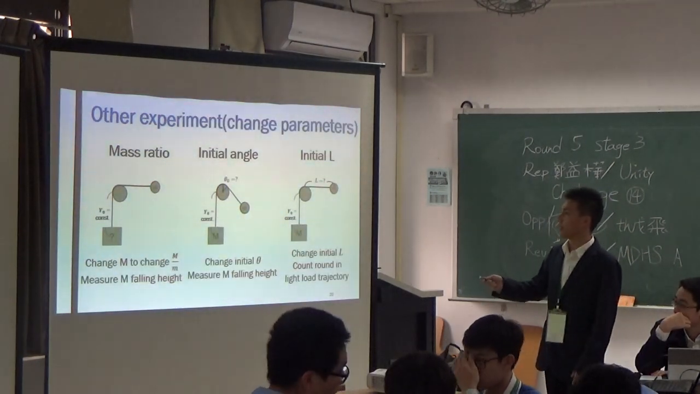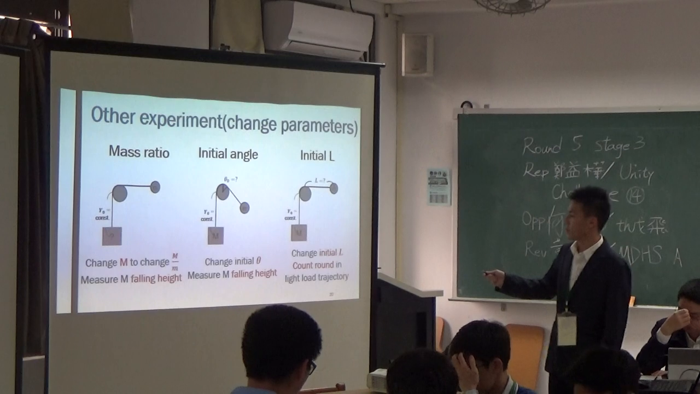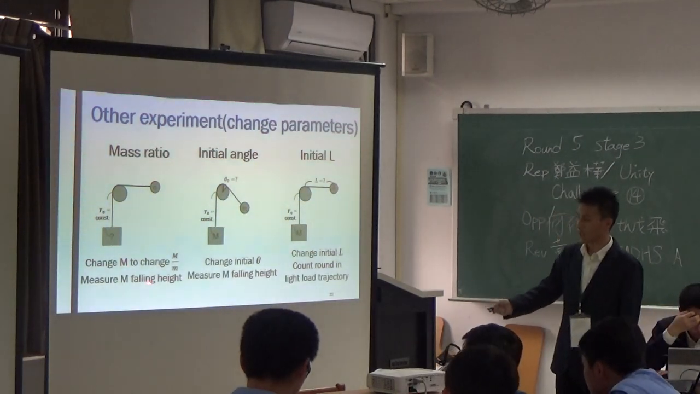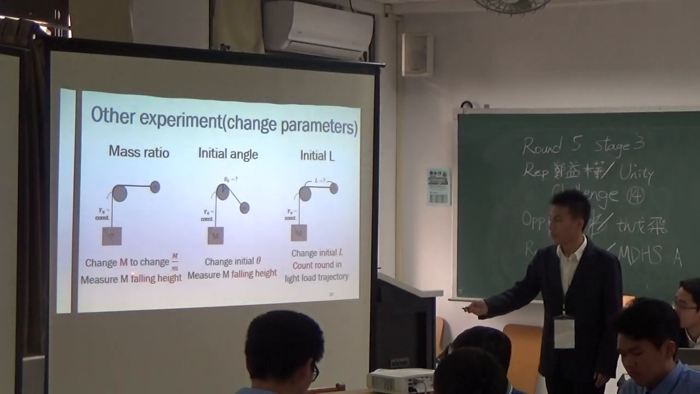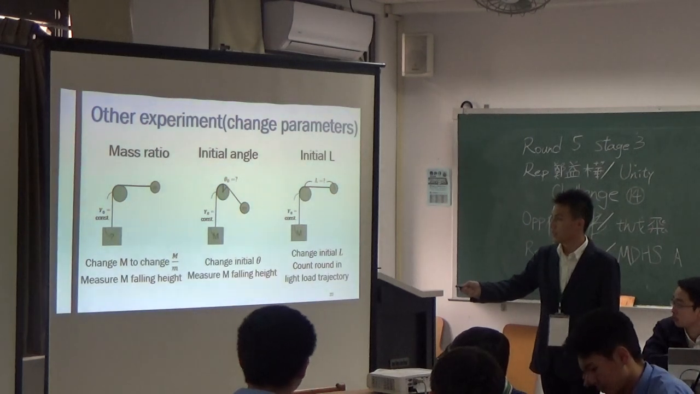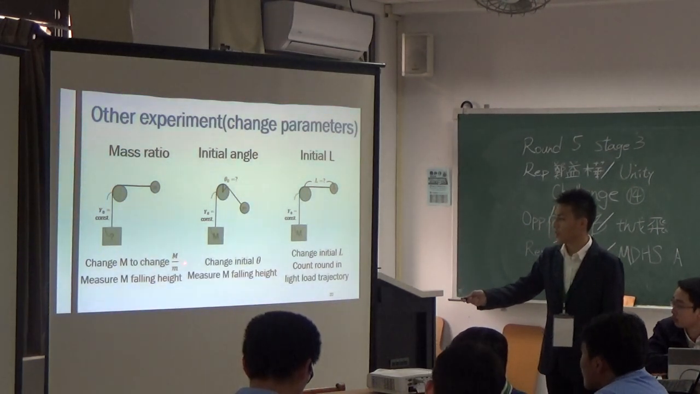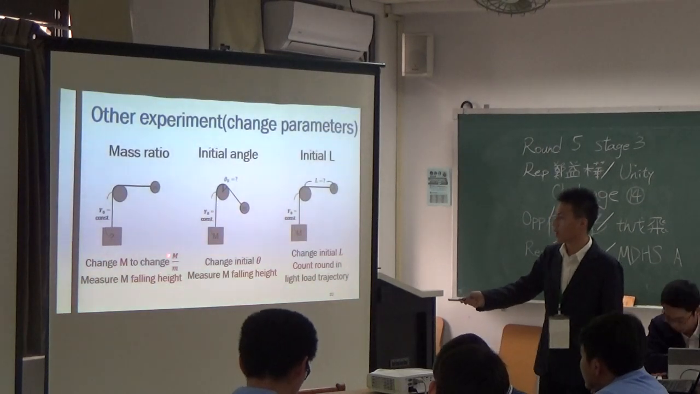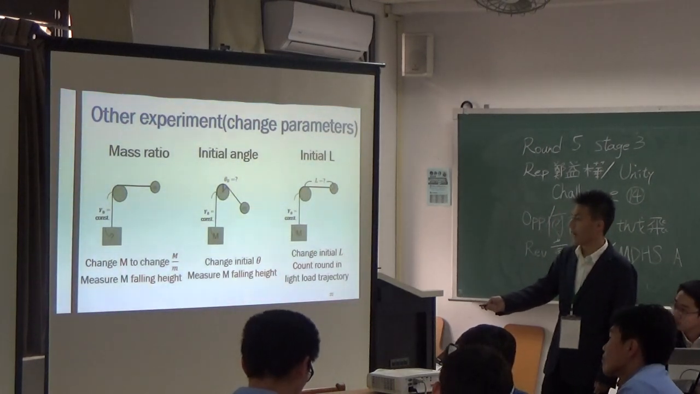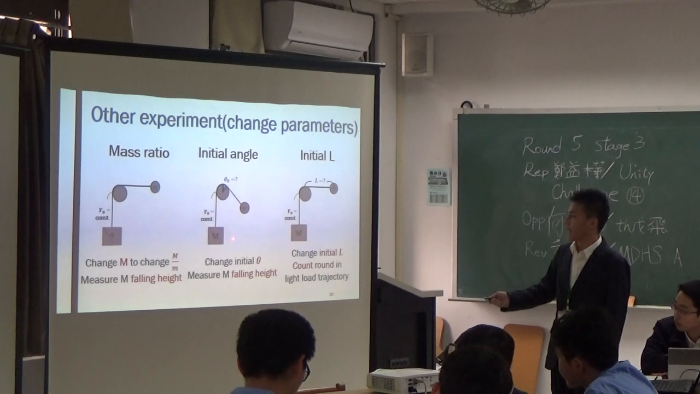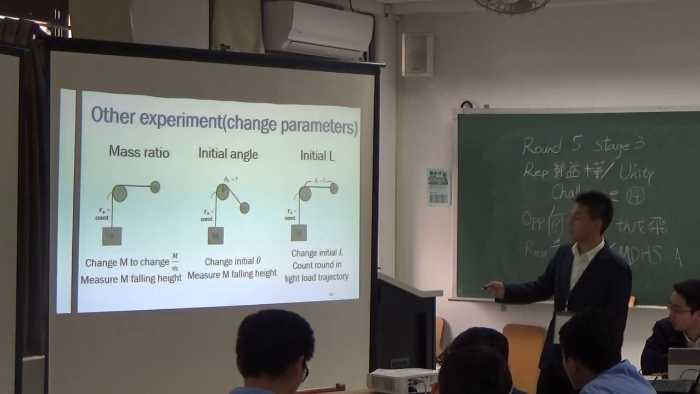In our experiment, we change various parameters. First, we change the mass of the heavy dot while the mass of the light dot is constant, to change the ratio between the two dots, and measure the falling height of the heavy dot. And next, we do our experiment.